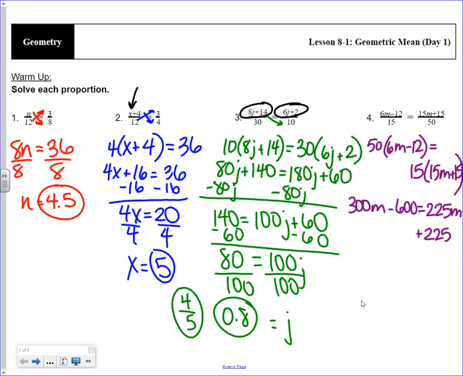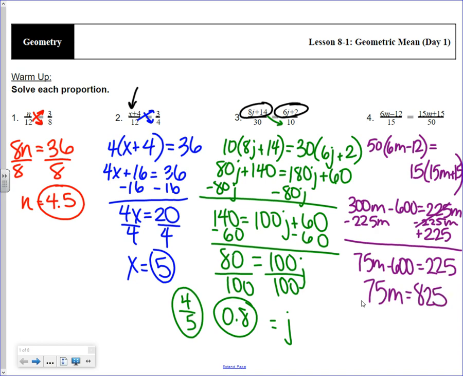Okay, I'm going to move my smaller m over. In that case, it would be minus 225m. And I apologize that I definitely ran out of room here. So I have, what is that, 75m minus 600 is equal to 225. Can you guys follow through my chicken scratch here? Yeah? All right, now isolate, move the 600 over. Makes 825. Divide by the 75. What do you get for m? 11? 1, 1?